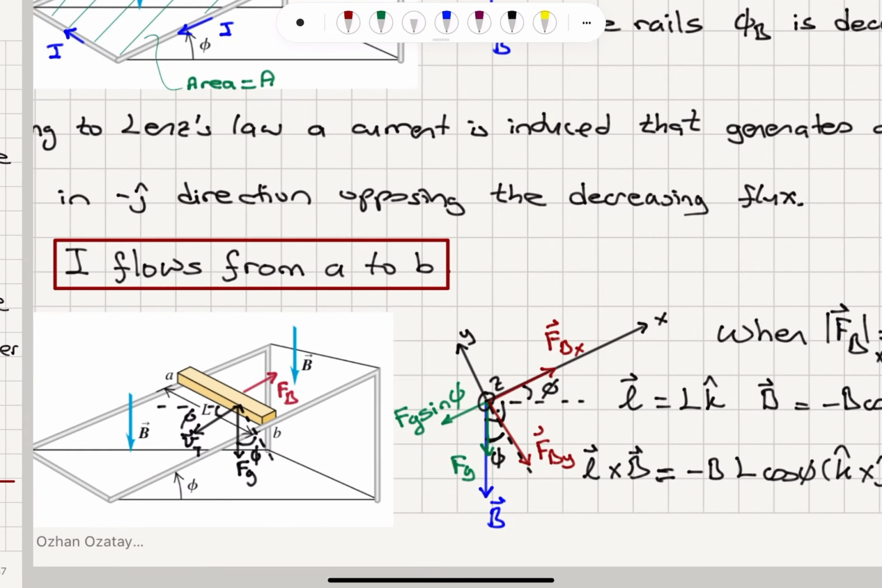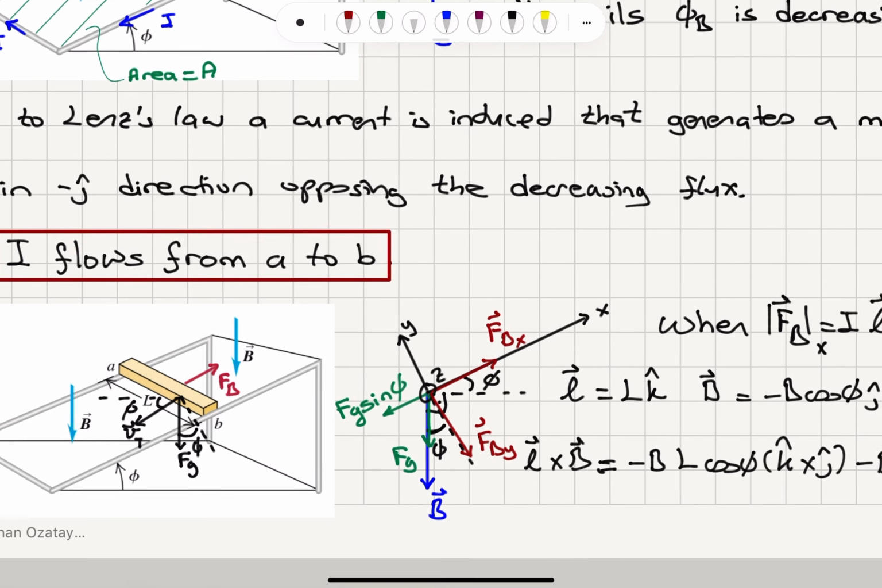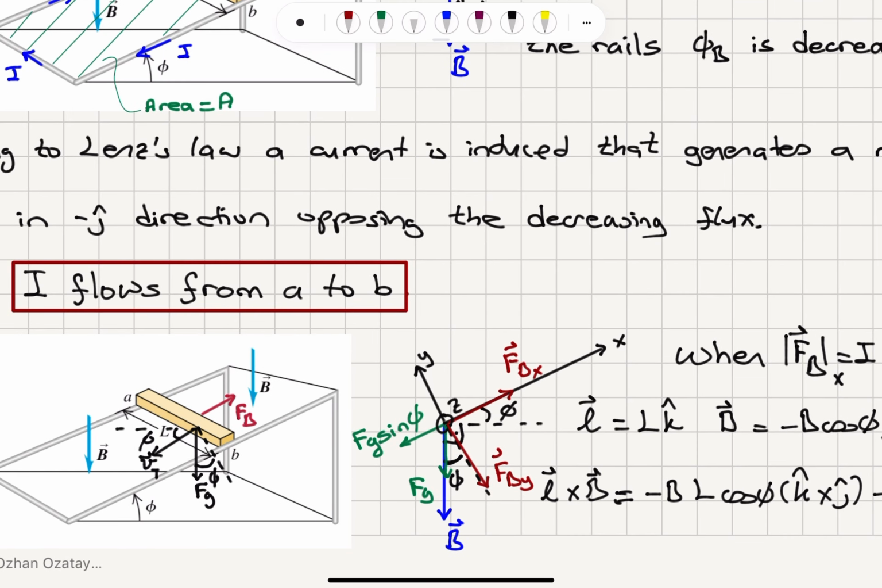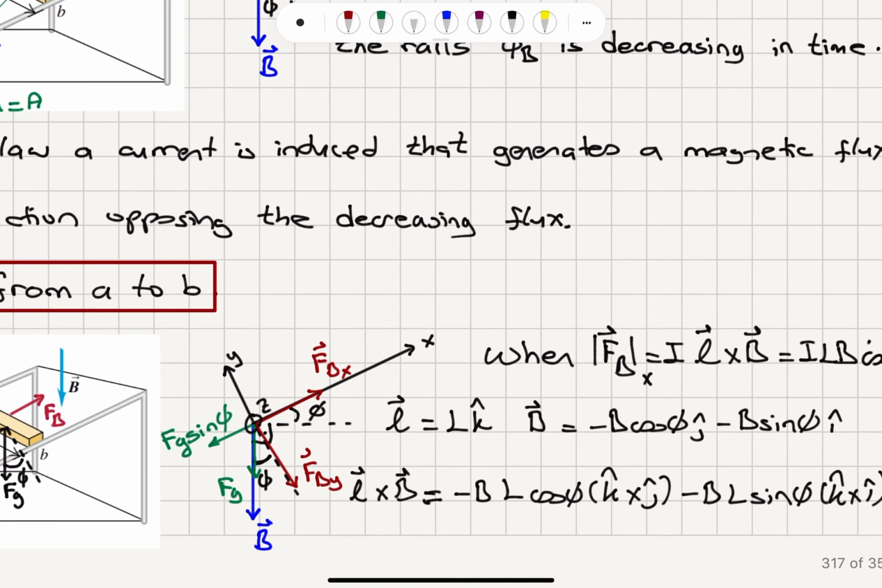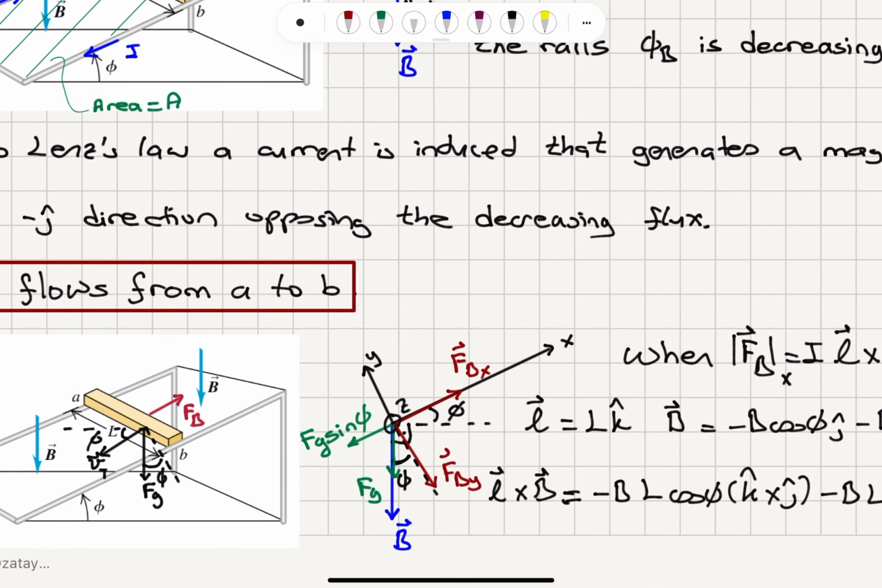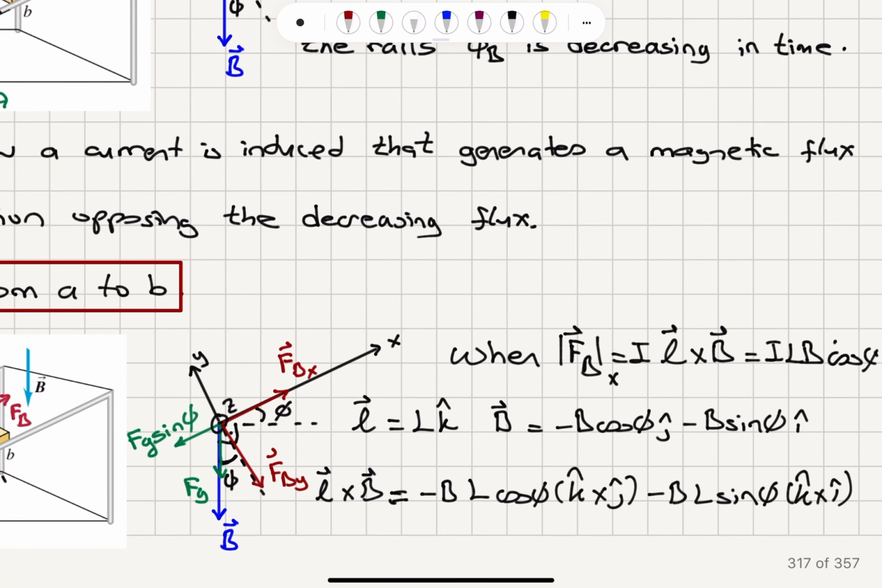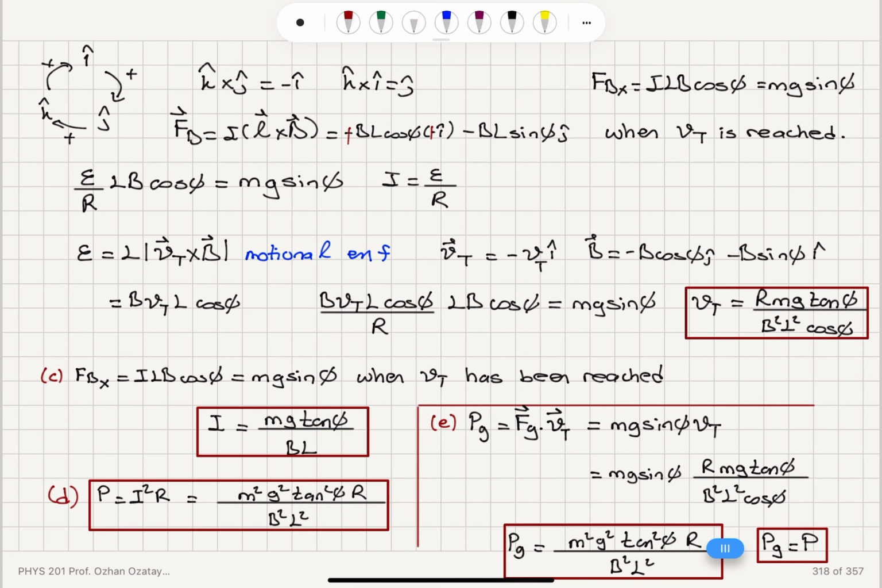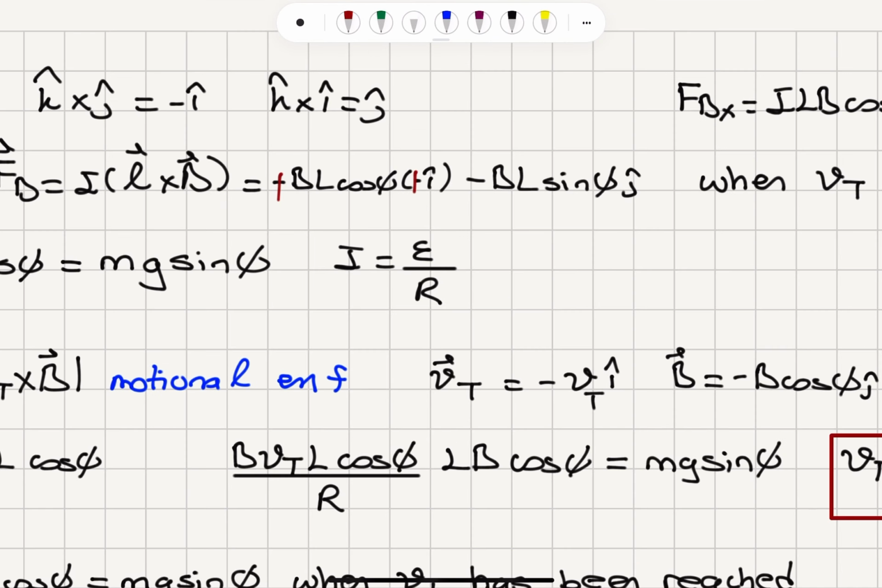Now, what are the forces acting on this bar? There is the magnetic force IL cross B, where L vector is in the direction of the current, so L vector is L k hat, so that's the z-axis coming out. And the magnetic field B is pointing downwards, so that's minus B cosine phi j hat and minus B sine phi i hat. So L cross B gives us two terms, which are BL cosine phi in i hat and minus BL sine phi in j hat.